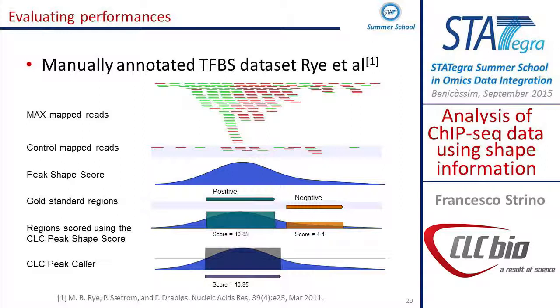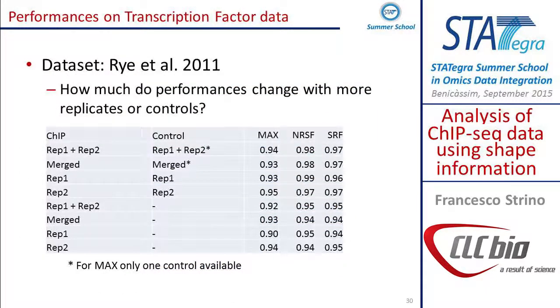If you have something that is continuous, you basically take the region and take the highest value in the region. So for this positive it will be here, for this negative it will be somewhere here. Again, if you use the normal peak caller, you just look at the peak and get the value from there. This is just indicative to say, for example, what happens if you use different replicates, different controls, and how much the performance changes.